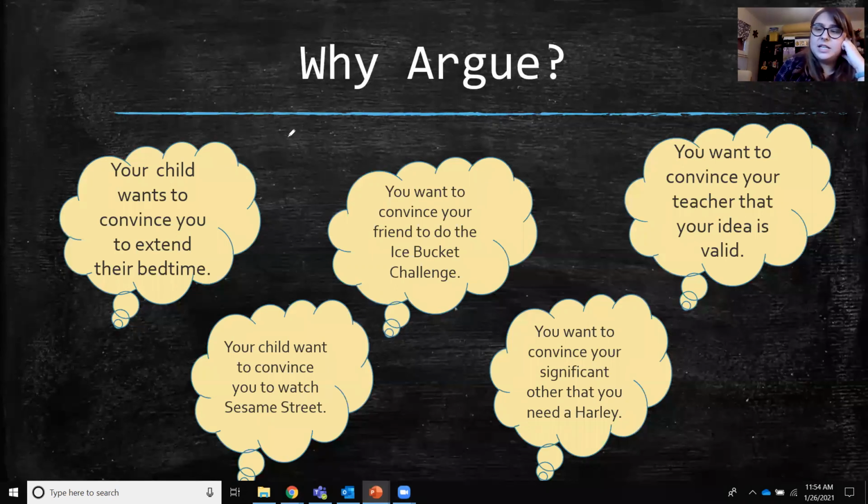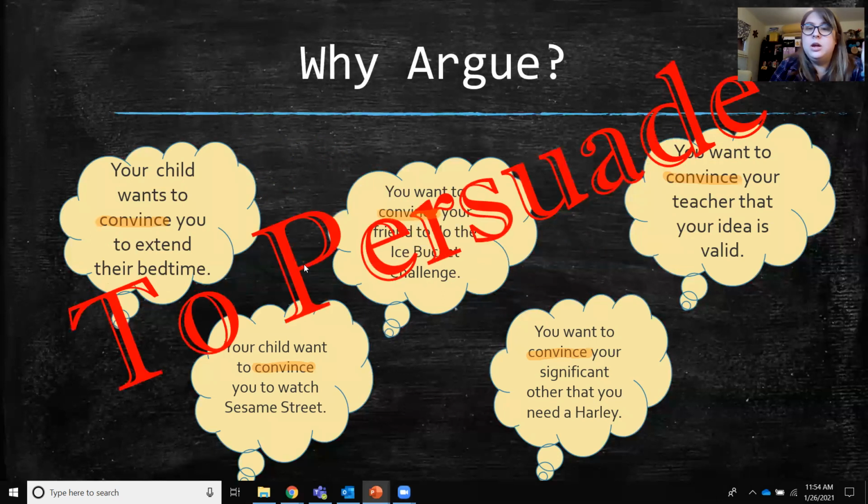So what do all of these things have in common? There's one word that all of those share, and that word is the word convince. So convince is a word that we've seen before. We saw it when we were talking about author's purpose, and we said that one of the purposes that an author has is to persuade you. Now, when we persuade, we are convincing. So why do we argue? We argue to persuade someone, to convince them that our ideas are correct.